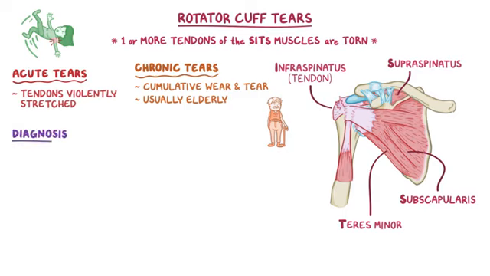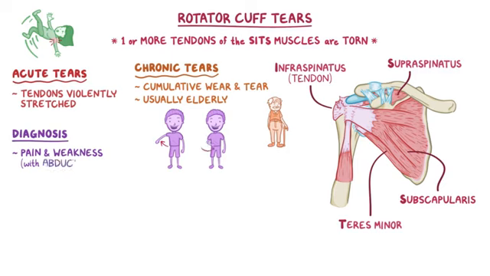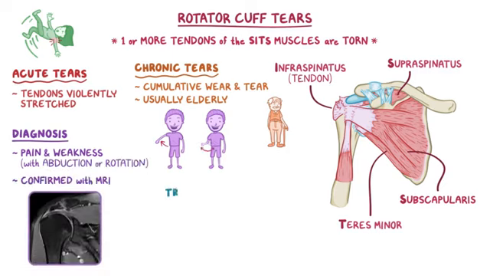The diagnosis is mainly based on pain and weakness, specifically with the abduction or rotation, and can be confirmed with an MRI. Treatment involves rest, ice, and pain control, but if that fails, surgery may be needed.